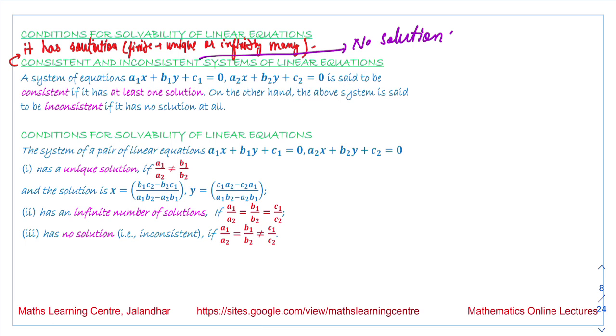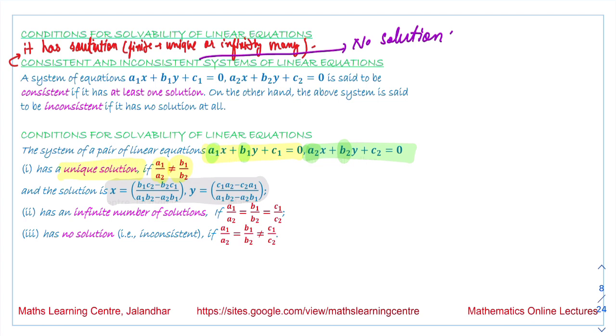So the conditions for consistency are given over here. We are saying if a1 over a2 is not equal to b1 over b2, then the system will have a unique solution. This is the system of linear equations that we have. If a1 over a2 is not equal to b1 over b2, then the system will have a unique solution. And the solution we have seen in our previous slide is given by this formula.